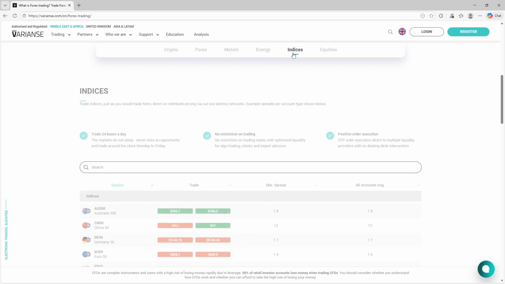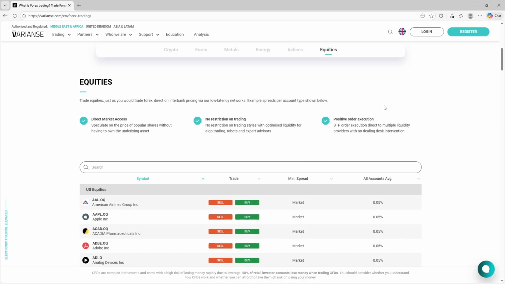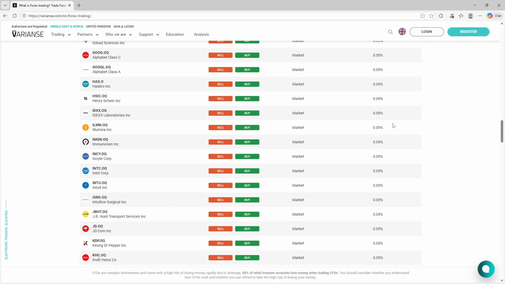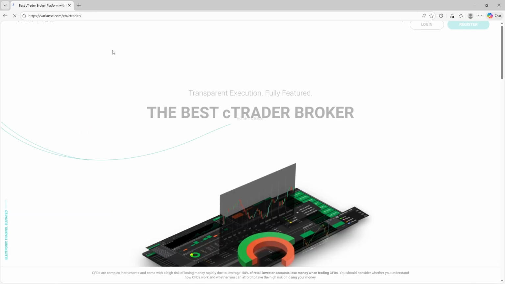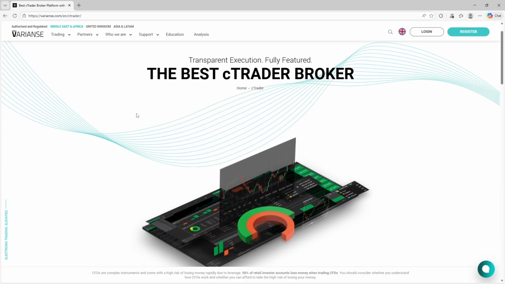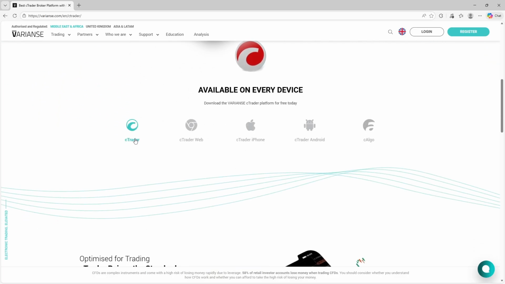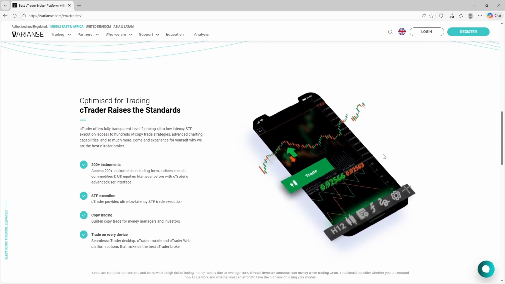Varianse was established in 2015 by former engineers and traders from leading Tier 1 banks, with the goal of making institutional grade execution and pricing available to a wider range of traders. Since launch, it has expanded to serve clients in more than 100 countries and positioned itself as a specialist broker focused on technology, liquidity sourcing, and execution transparency rather than size alone.